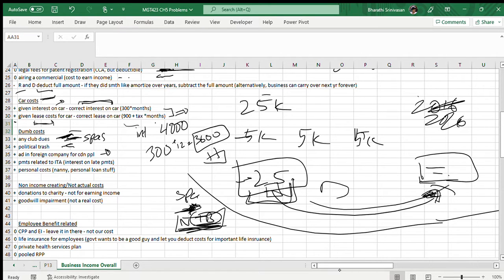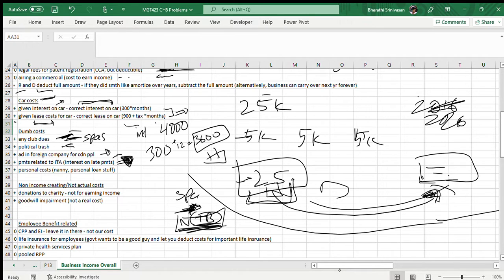Another thing is any payments related to the Income Tax Act. So if you have any interest on late payments, those things you have to add back, okay? And this is a weird thing because in general, interest is always allowed. That's one of the things that we're going to go over. Interest is always allowed except for interest on late payments related to income tax, stuff like that. That stuff you have to add back.